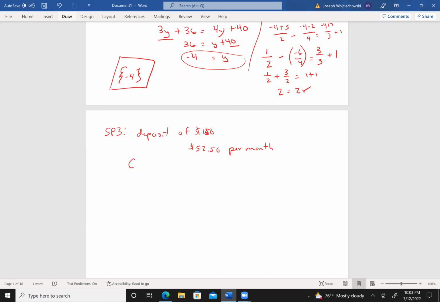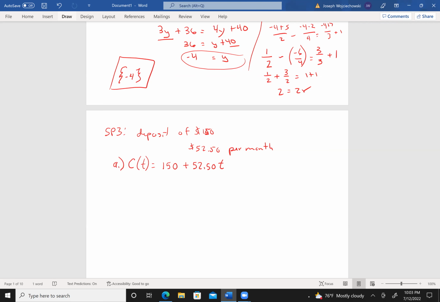So we're talking cost of T, C of T, and it's equal to the deposit, $150 plus 52.50 times T. And that's it. So this is part A.